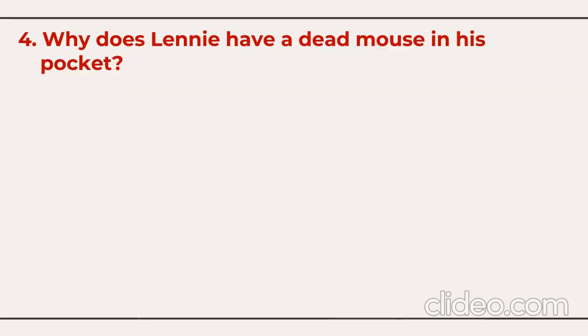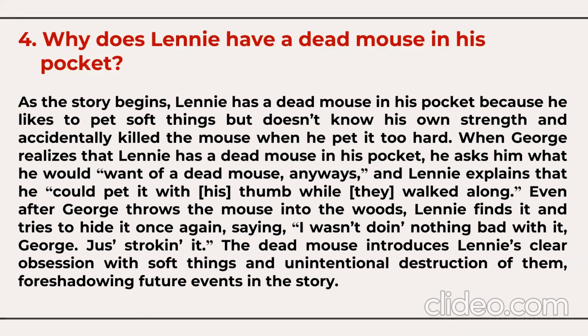Question number four. Why does Lenny have a dead mouse in his pocket? As the story begins, Lenny has a dead mouse in his pocket because he likes to pet soft things but doesn't know his own strength and accidentally killed the mouse when he pet it too hard. When George realizes that Lenny has a dead mouse in his pocket, he asks him what he would want of a dead mouse anyways. Lenny explains that he could pat it with his thumb while they walked along.